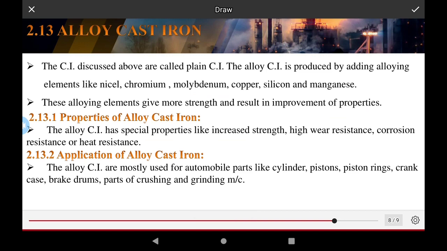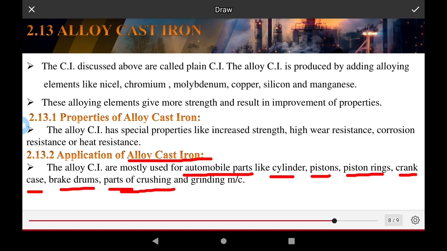Application of alloy cast iron. Alloy cast iron is mostly used for automobile parts like cylinders, piston rings, crankcase, brake drums, and parts of crushing and grinding machines.